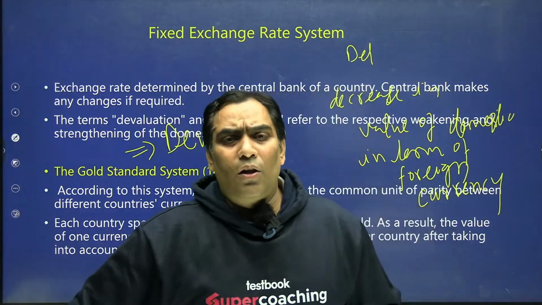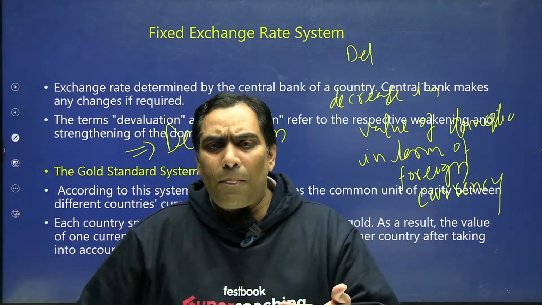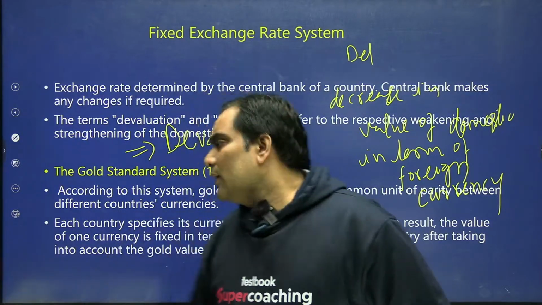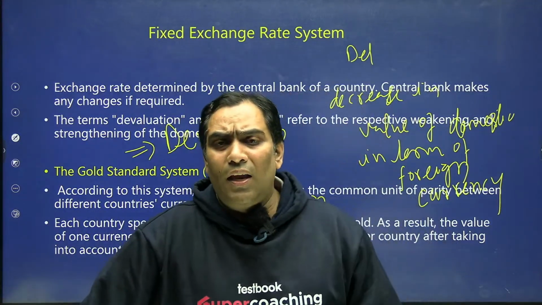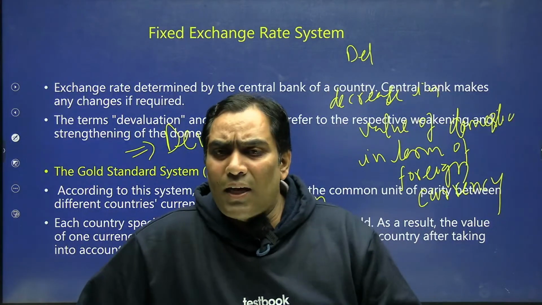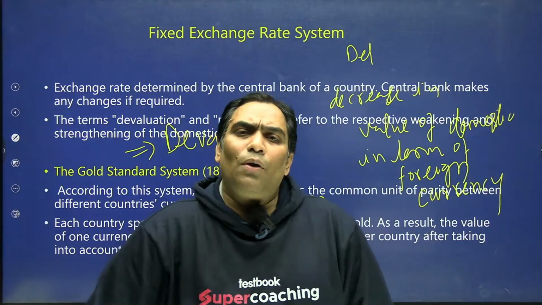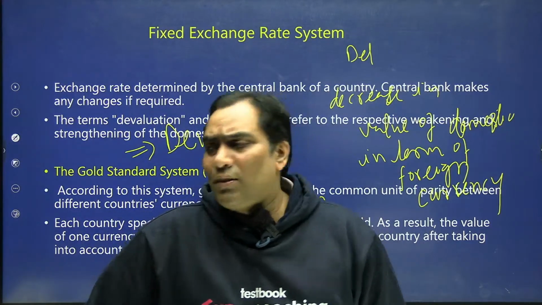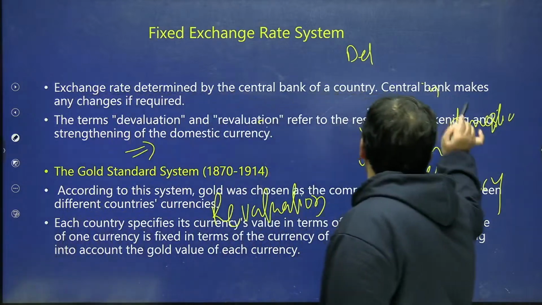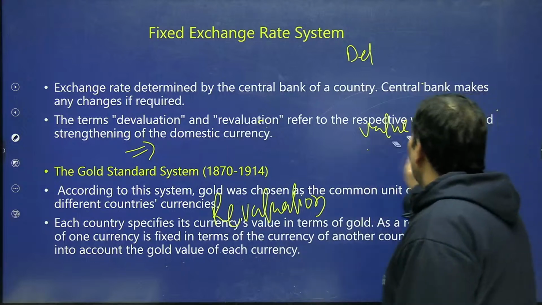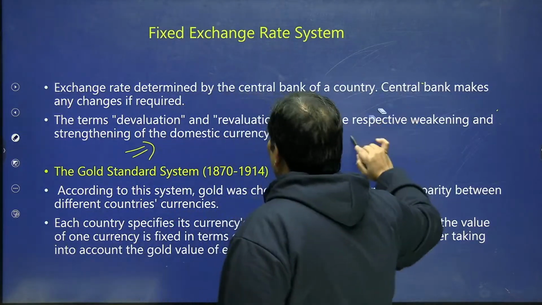When the central monetary authority intentionally increases the value of domestic currency in terms of foreign currency, that is known as revaluation. So devaluation is a decrease in the value of domestic currency under the fixed exchange rate system, whereas revaluation is an increase in the value of domestic currency in terms of foreign currency under the fixed exchange rate system. Let me repeat it once again. There are two other words, depreciation and appreciation, used in case of flexible or floating exchange rate system.